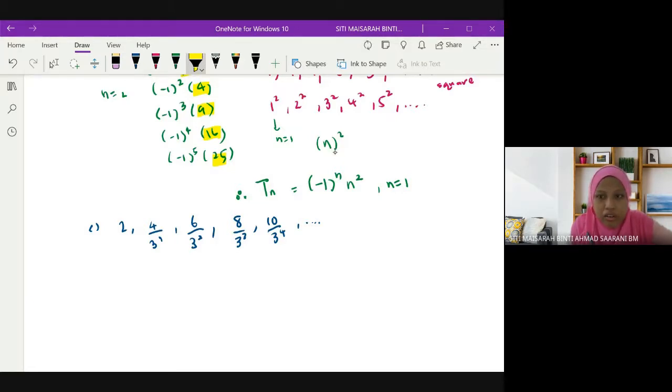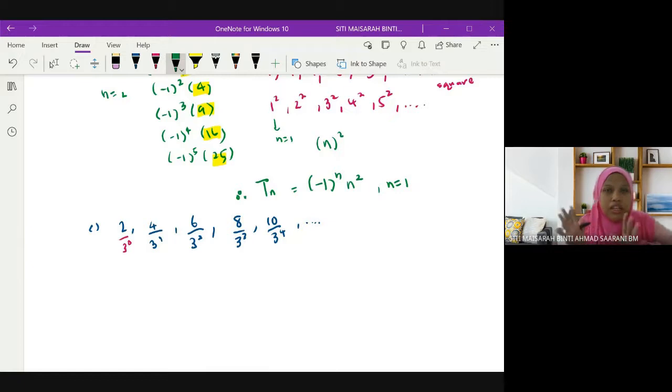Okay. If we look at the denominators of these fractions, they are 3 power of 1, 3 power of 2, 3 power of 3 and 3 power of 4. So we can conclude that for the first term, it is actually 3 power of 0. 3 power of 0 is actually 1. So 2 divided by 1 is 2. So here it is actually 2 divided by 3 power 0.